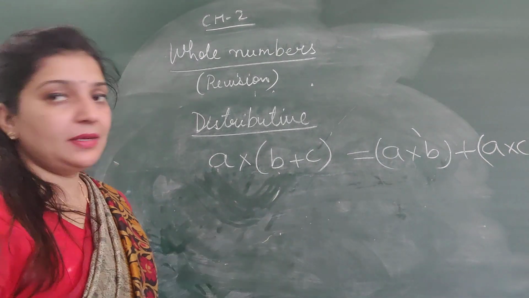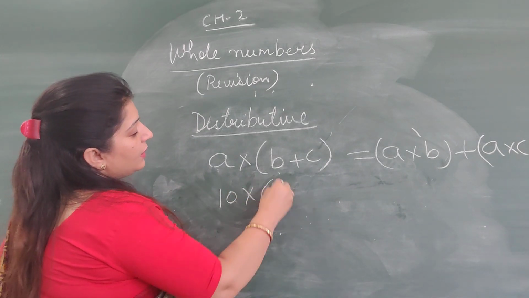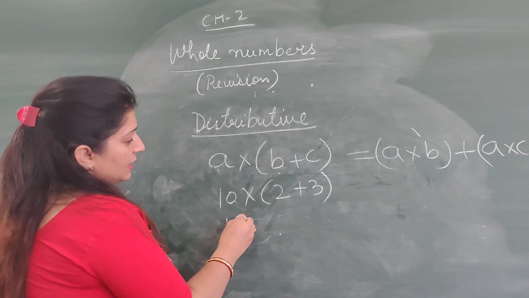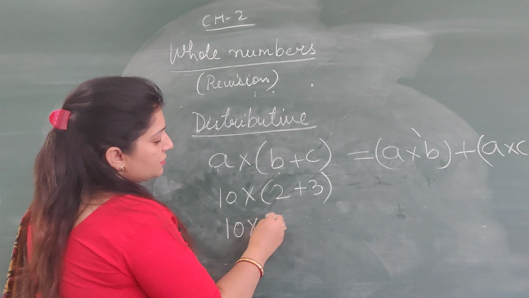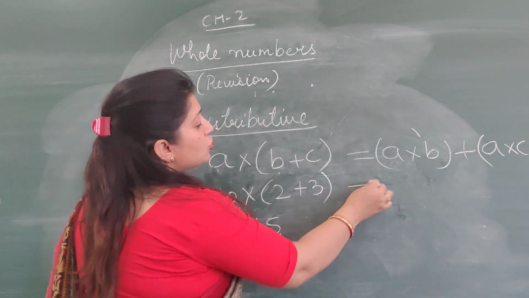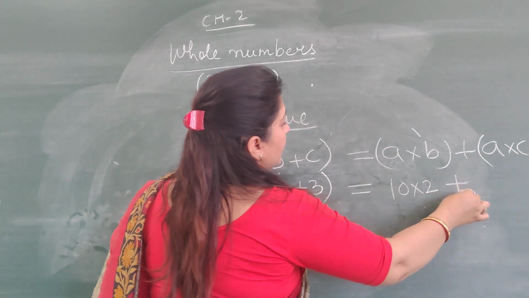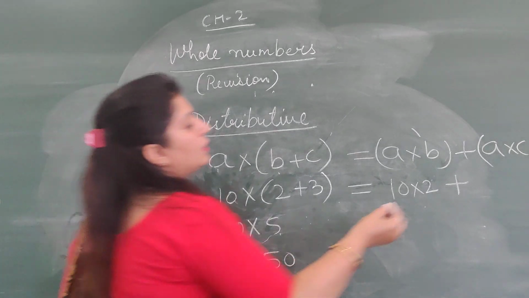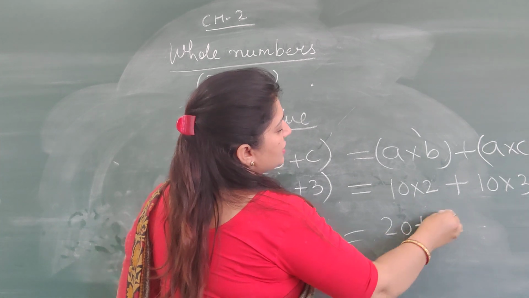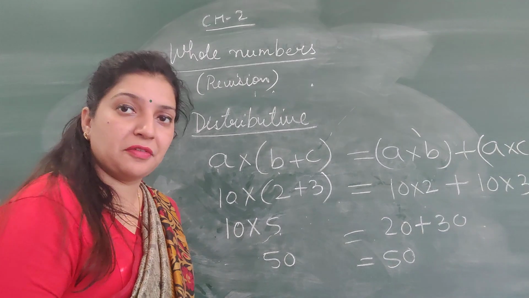Its example we can see, let us say there is a number 10 multiplied by 2 plus 3. So whatever the answer will come, 10 into 2 plus 3, that is 5, the answer will come 50. The same way you can also solve it like 10 into 2 plus 10 into 3. That is 20 plus 30 and the answer will be 50.